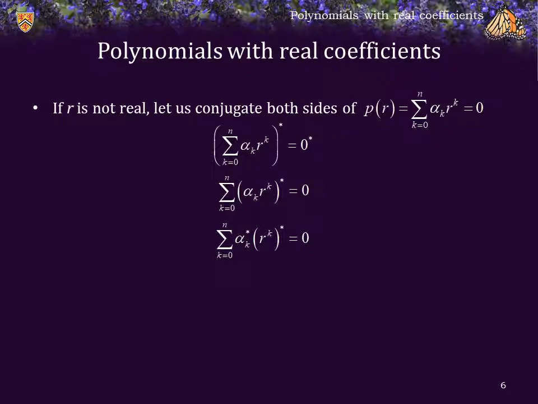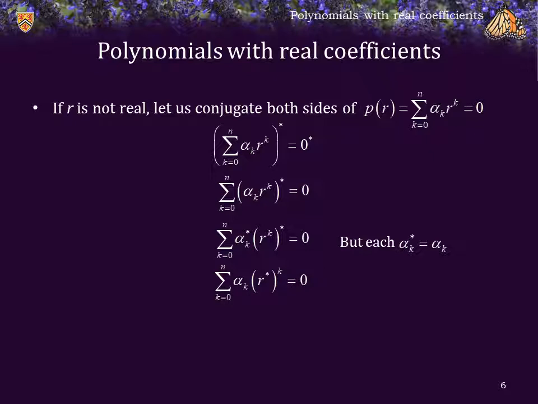All right, now wait a second. We assumed all the coefficients of the polynomial are real. So each a sub k, or alpha sub k, is real, and therefore alpha sub k star is equal to alpha sub k. Okay, that's one simplification. The other simplification is that r to the k conjugated is equal to the conjugate of r raised to the power k. Let's make both those simplifications.